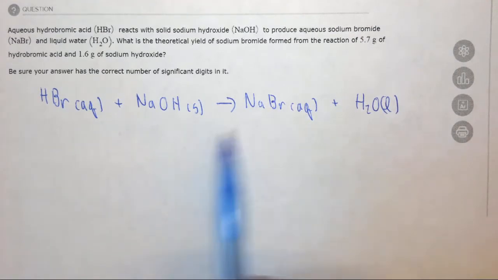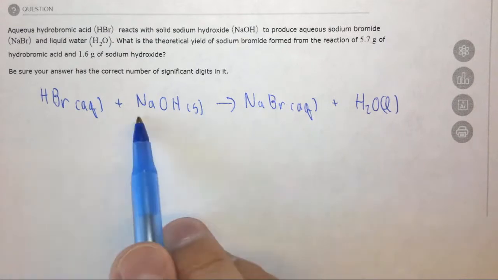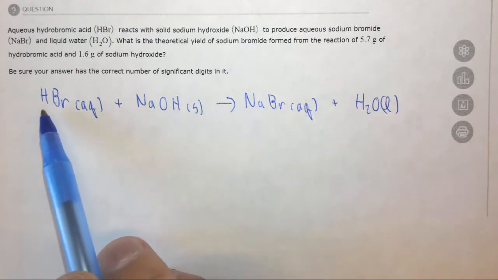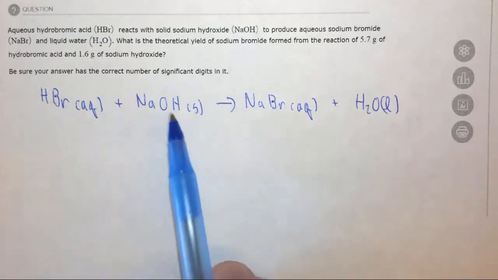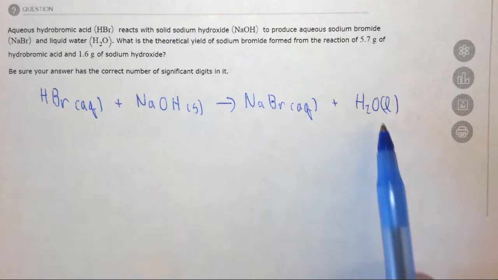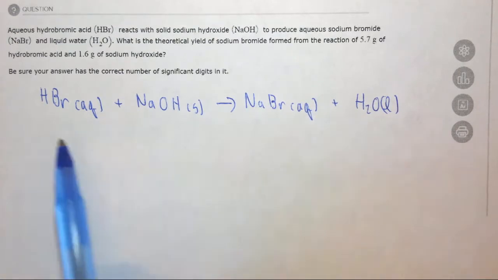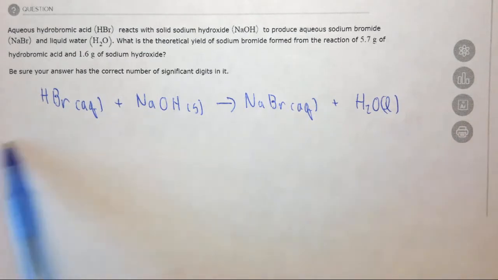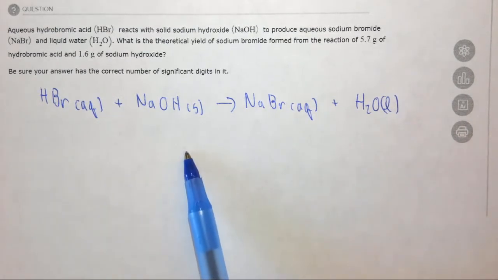Well, if we look at Na and Br, there's one Na over here and one Br over here. And here we have water. It turns out that this water comes from this H and this OH. This is actually an acid-base reaction. So this H and this OH form water. So HOH is one water. It's got two hydrogens and an oxygen. So said another way, this is a balanced chemical equation. We don't need to add any stoichiometric coefficients.